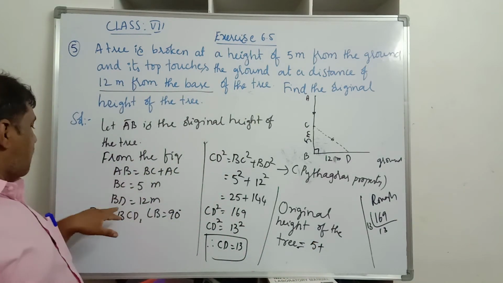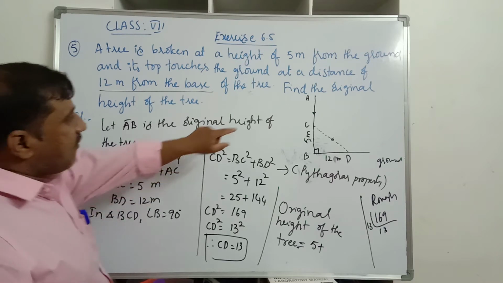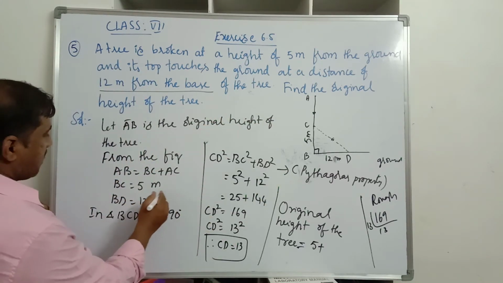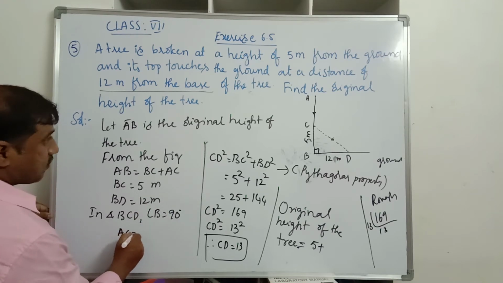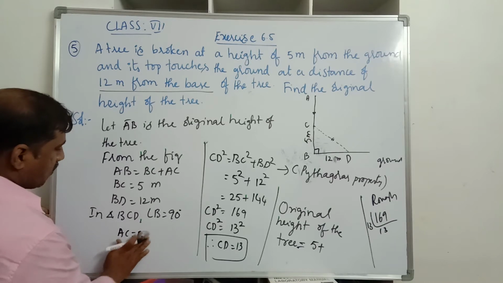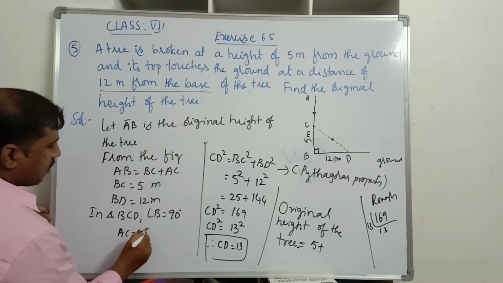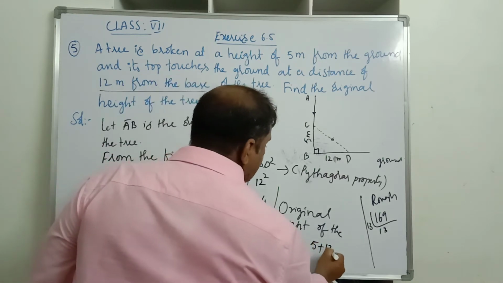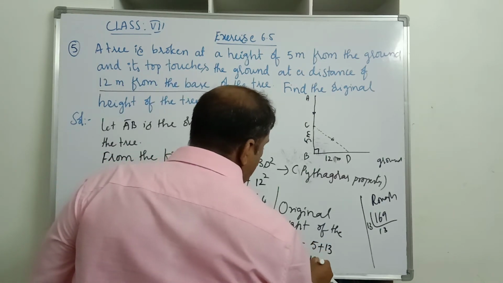From the figure, AC is equal to what? AC is equal to CD, we know from the figure. Here you can write one more: AC is equal to BD. AC is equal to CD. CD is equal to how much we got? 13 meters we got. 5 plus 13 is equal to 18 meters.